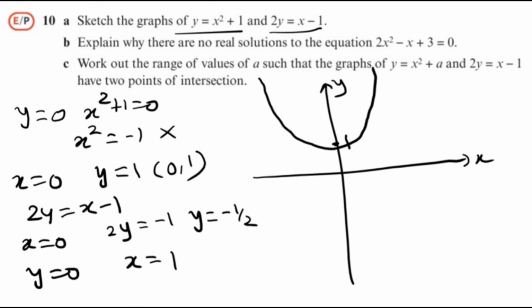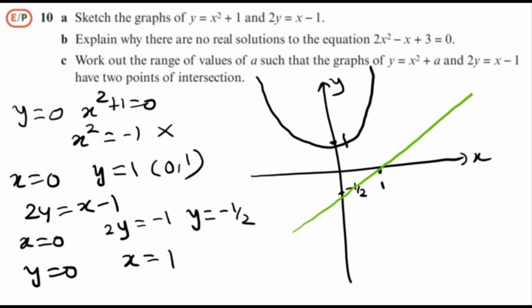And the other graph is a linear equation. Y is equal to minus half. So this is my minus half, when x is 0. And another coordinate I am getting is 1, 0. So this is my 1, 0 coordinate. So this line passes like this. As we can see in the graph, these two curves are not intersecting each other. So that means they don't have a real solution. But we have to prove it. So how can we do that?